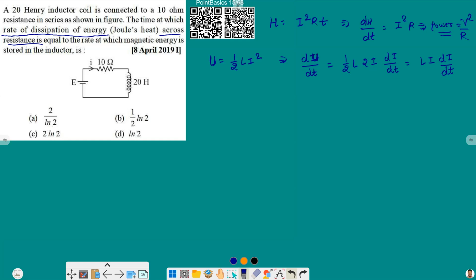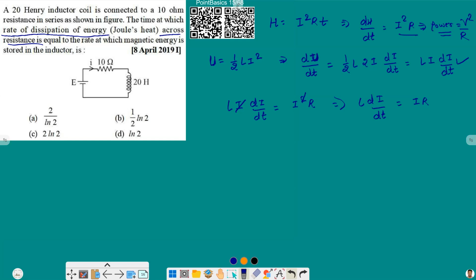Now, as mentioned, both of these terms are equal, meaning the rate of energy dissipation across the resistance is equal to the rate of energy build-up across the inductor. So Li di/dt is equal to I squared R. I gets cancelled from here, and we get L di/dt is equal to IR.